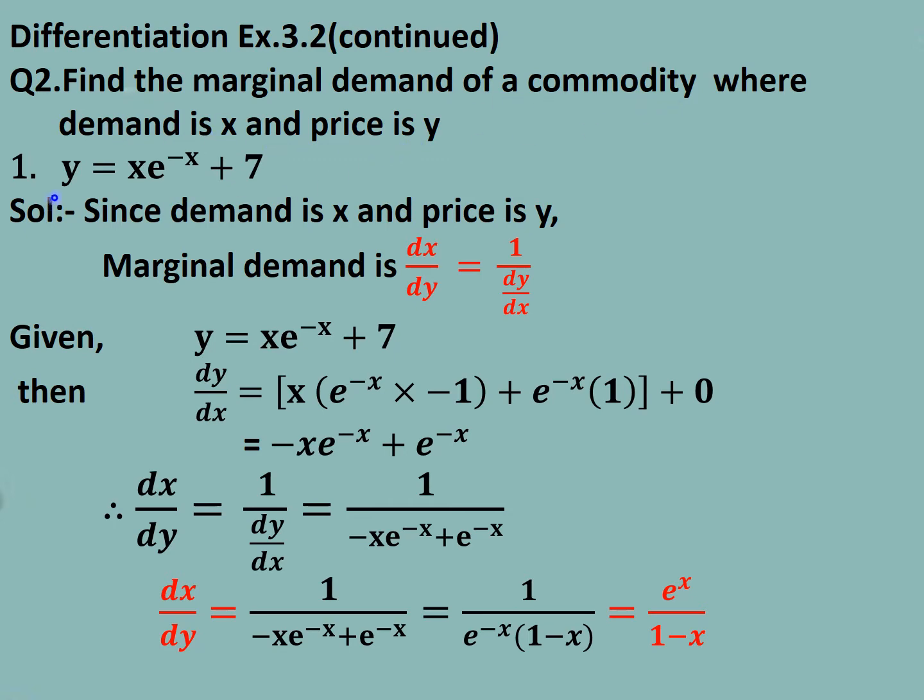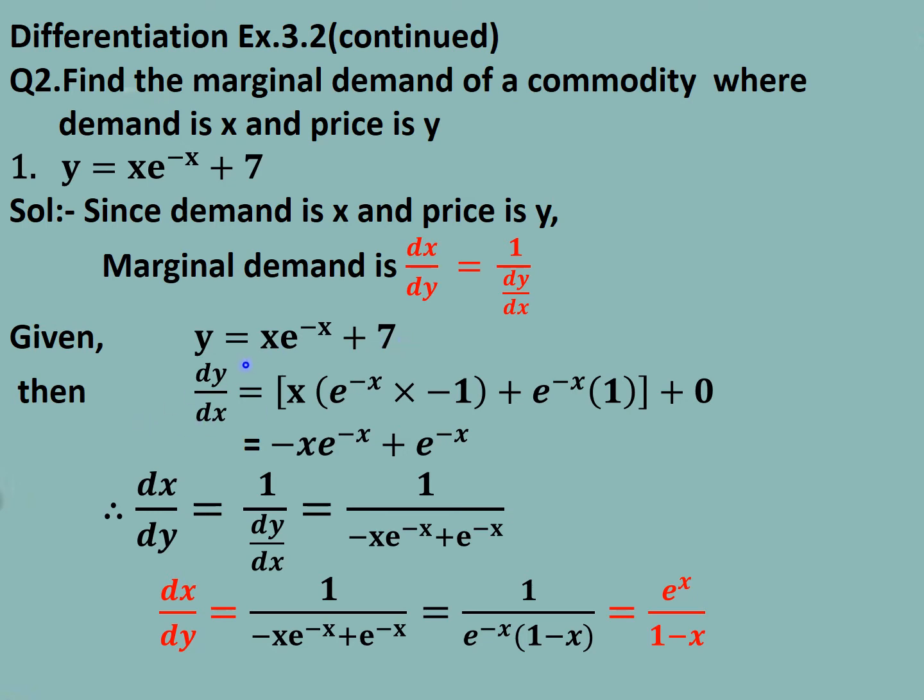In that first function y is equal to x into e raised to minus x plus 7. Now, since the demand is given x and price is y, the marginal demand is given by the derivative dx upon dy, which can be calculated as 1 upon dy by dx using the formula. Now, we will write the function y is equal to x into e raised to minus x plus 7.